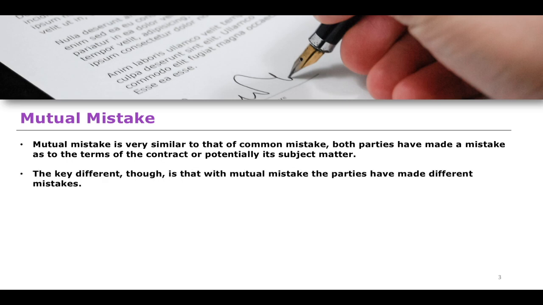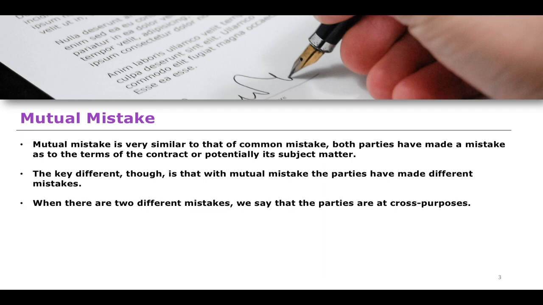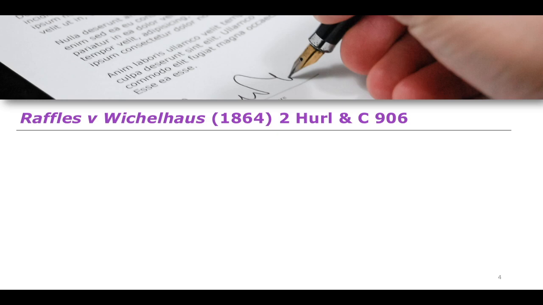The key difference is that with mutual mistake, unlike common mistake, the parties have made different mistakes, okay? Previously, when we looked at common mistake, they both had made the same mistake. So the example of making a contract about a subject matter that didn't exist: they're both mistaken as to the existence of that subject matter. That is what we mean by common mistake. But in cases of mutual mistake, there are at least two different mistakes. And when we see that, we say that the parties are at, quote, cross purposes. And so when they're at cross purposes, we get mutual mistake.